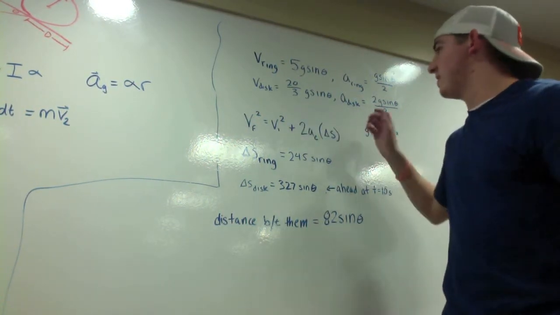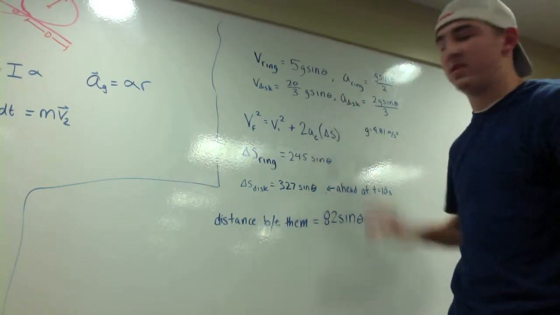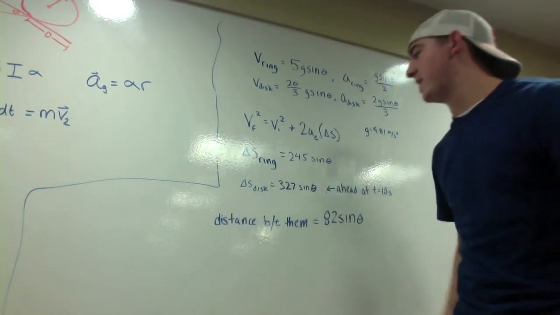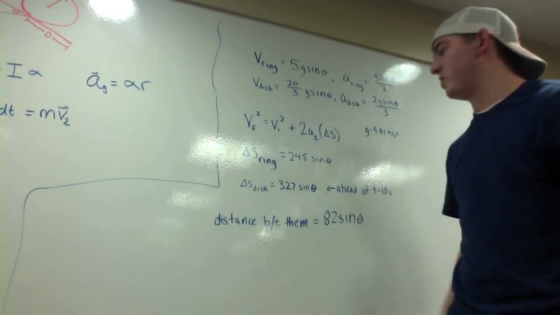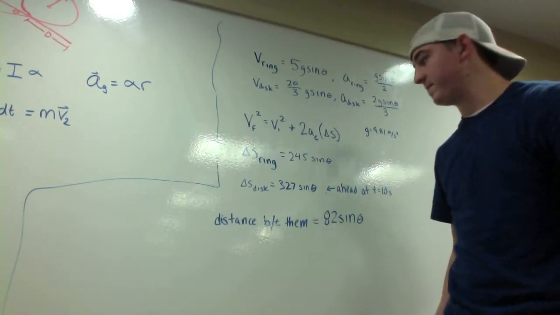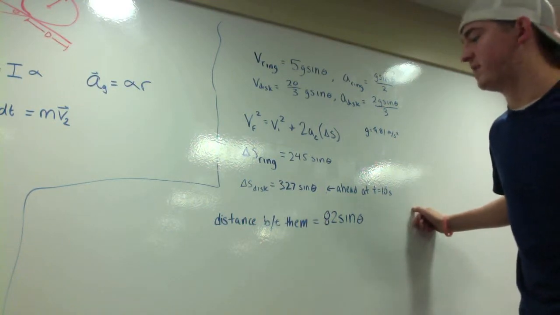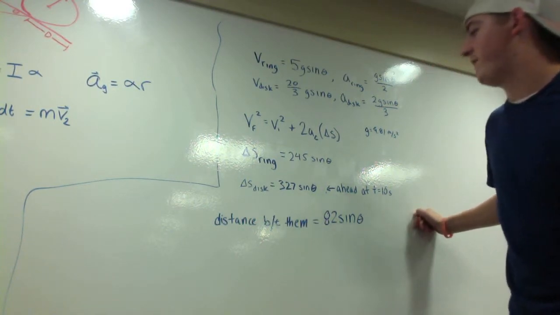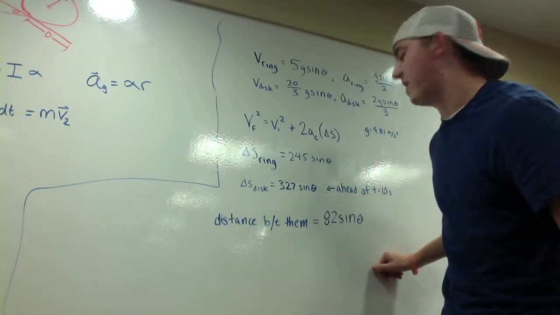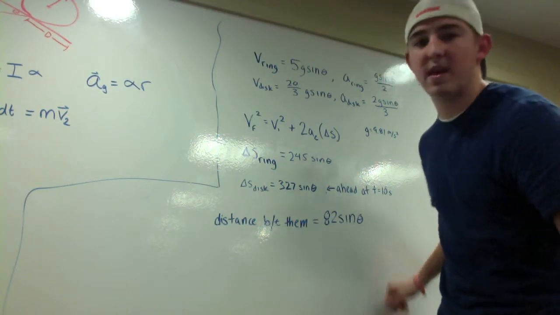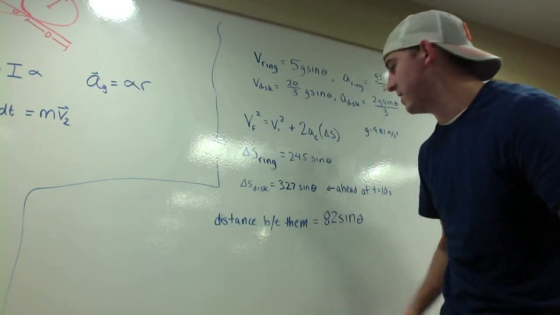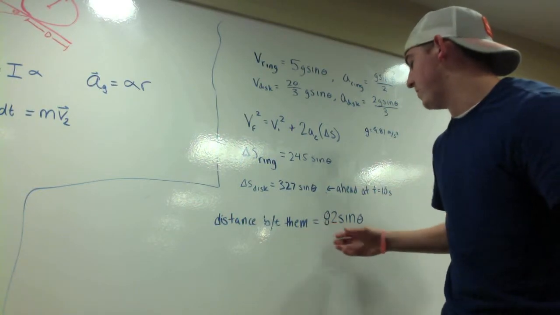So we plug in the numbers into the equation, and for the delta s of the ring, we end up with 245 sine theta, and the delta s of the disk, we end up with 327 sine theta. We find the disk is ahead of the ring when t equals 10 seconds, and the distance between them equals 82 sine theta.